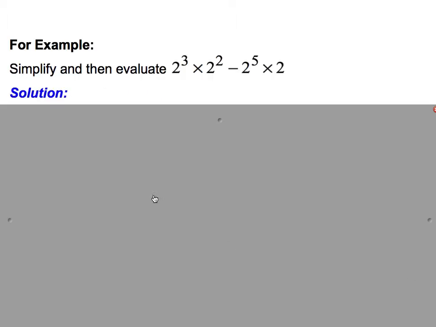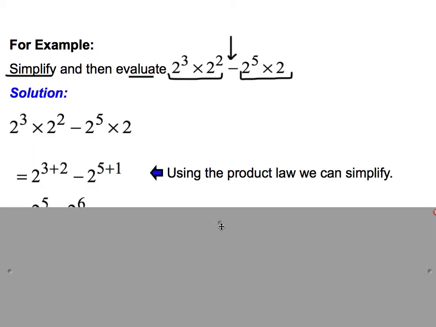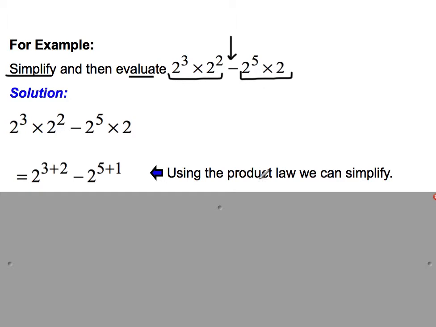Okay, so it says simplify and then evaluate. So simplify using the power laws. Right off I can see that there's a power law here and there's a power law here, and I can't do anything in between because of that subtraction sign. Okay, so I'm going to use the product law to simplify.